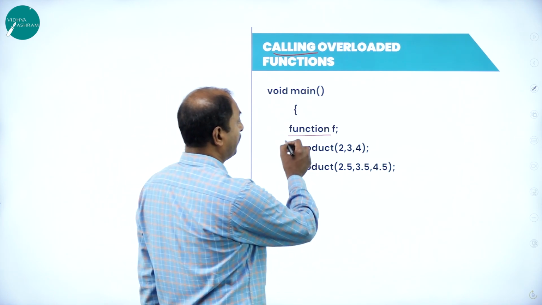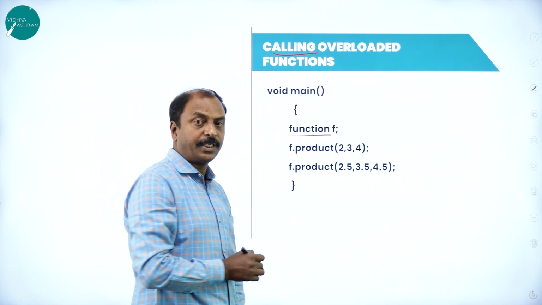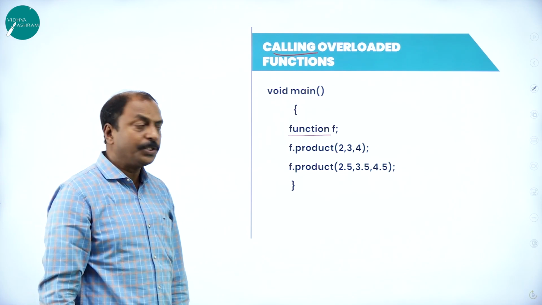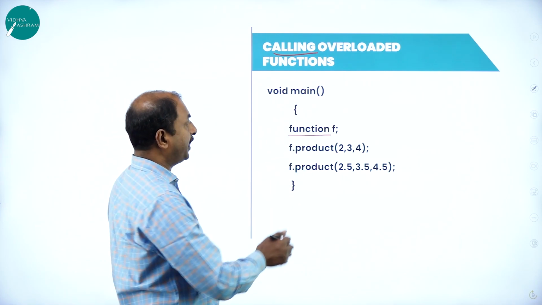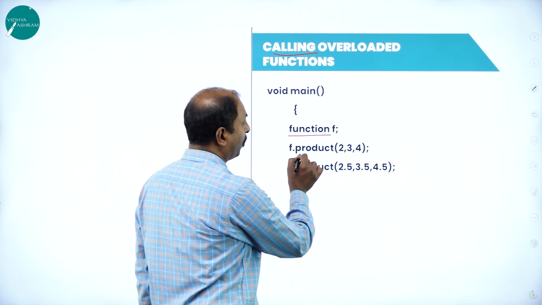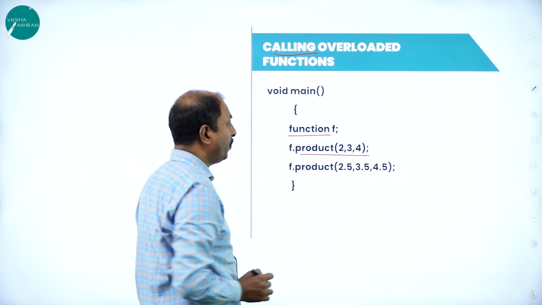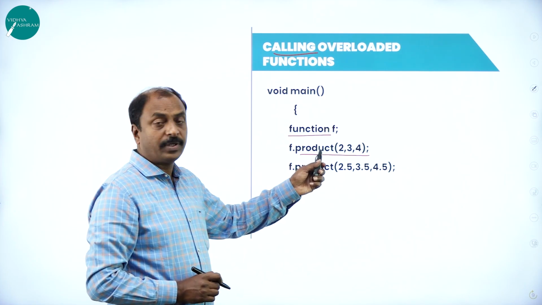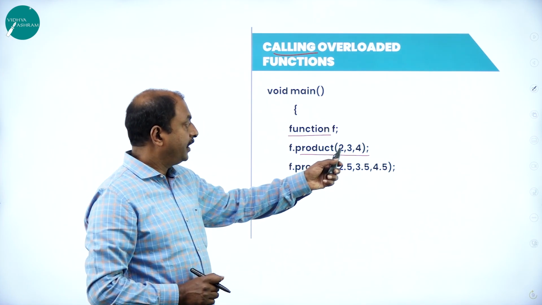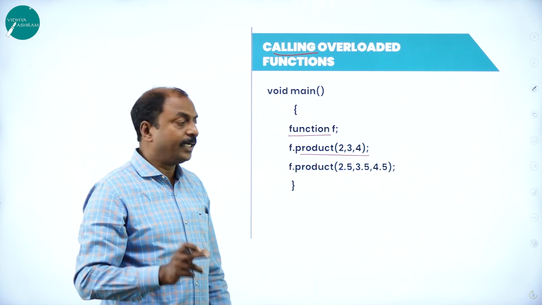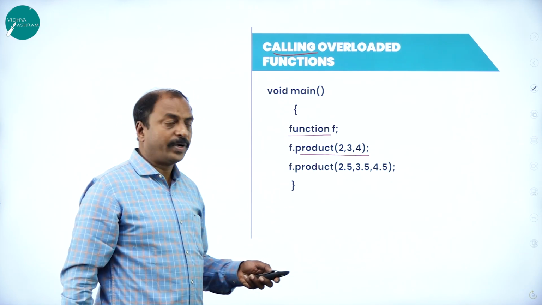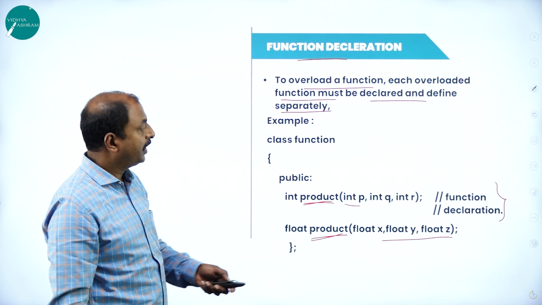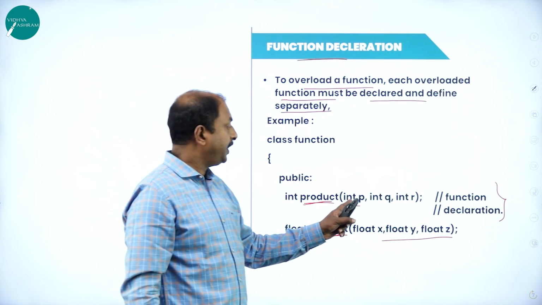So function is the name of a class, f. Here f is an identifier. It represents an object of the class function. Next one is f object dot product(2, 3, 4). Here product is the name of the function we have declared in the class, and there were three arguments. And if you observe the first function, it is int data type.